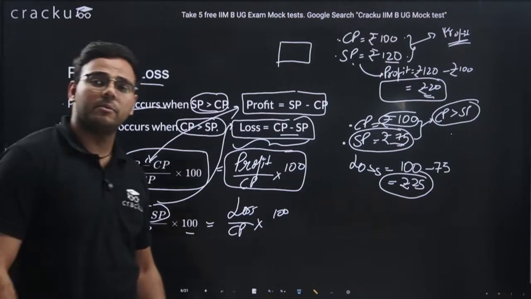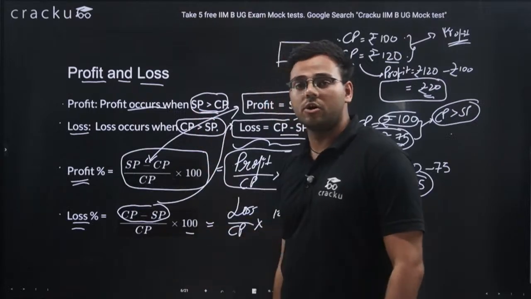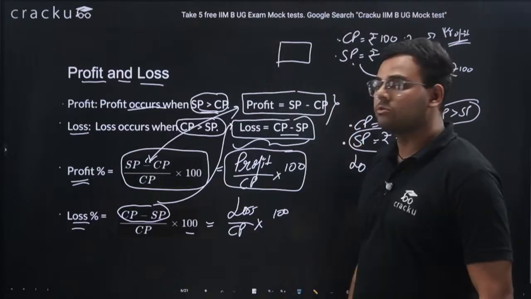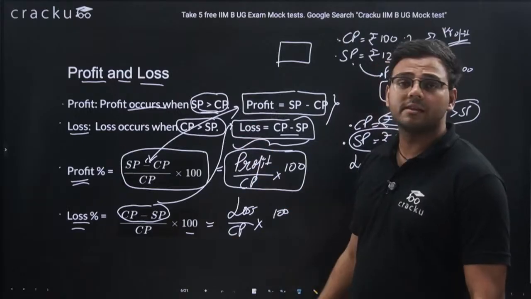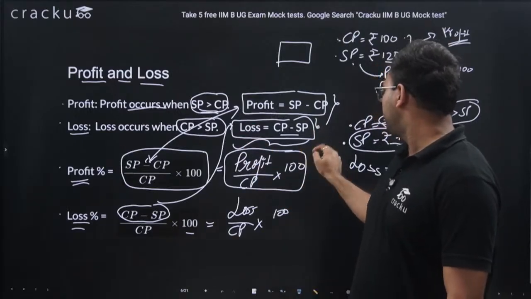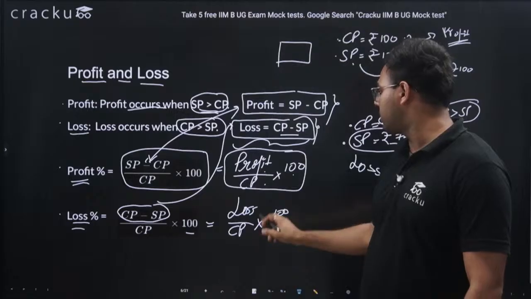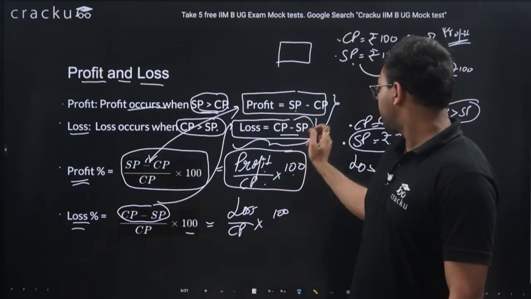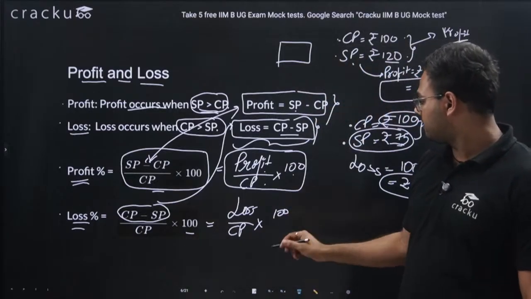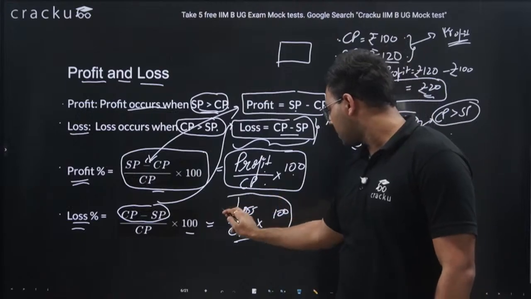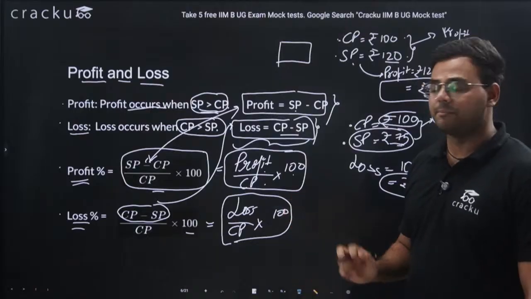I'll repeat once again. Profit is the condition which occurs when the selling price of the item is greater than the cost price, and it is given by the formula profit is equal to selling price minus cost price. Loss occurs when cost price of the item is greater than the selling price, and loss is equal to CP minus SP. Profit percentage is given by the formula profit divided by CP into 100, or instead of profit, you can write selling price minus cost price divided by cost price into 100. Similarly, the loss percentage is given by loss divided by CP into 100, and instead of loss, you can write CP minus SP, so this will become CP minus SP divided by CP into 100.